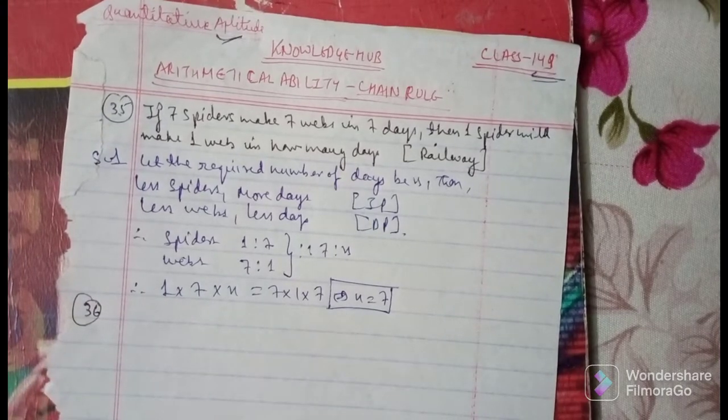The question is: if 18 pumps can raise 2,170 tons of water in 10 days, working 7 hours a day, in how many days will 16 pumps raise 1,736 tons of water, working 9 hours a day? The options are 6, 7, 8 and 9.